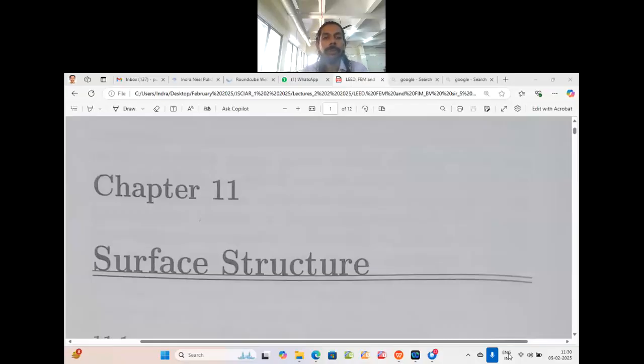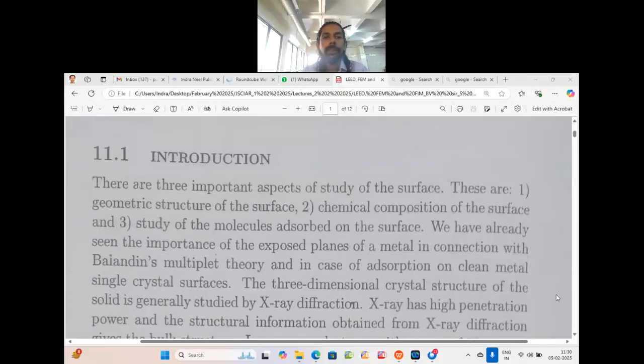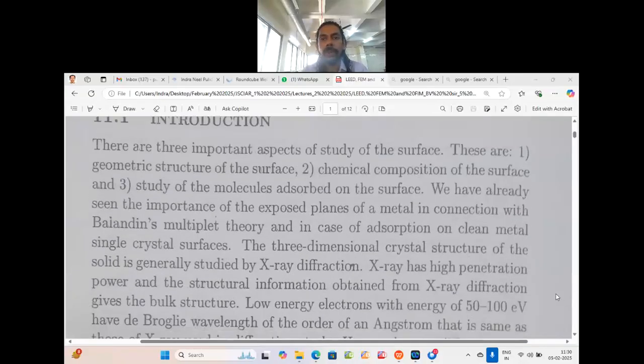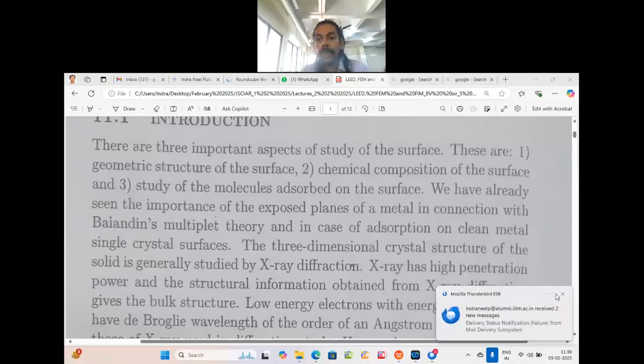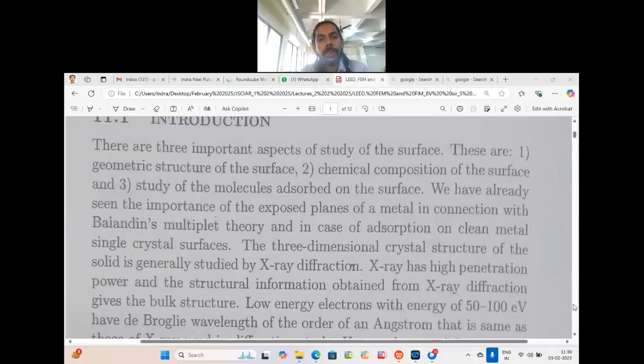Moving forward, there are three important aspects of the study of the surface. Basically, dear friends, lecturing has widely been misunderstood these days. A better reader is a better speaker. To speak or to deliver a lecture better, we need to read.